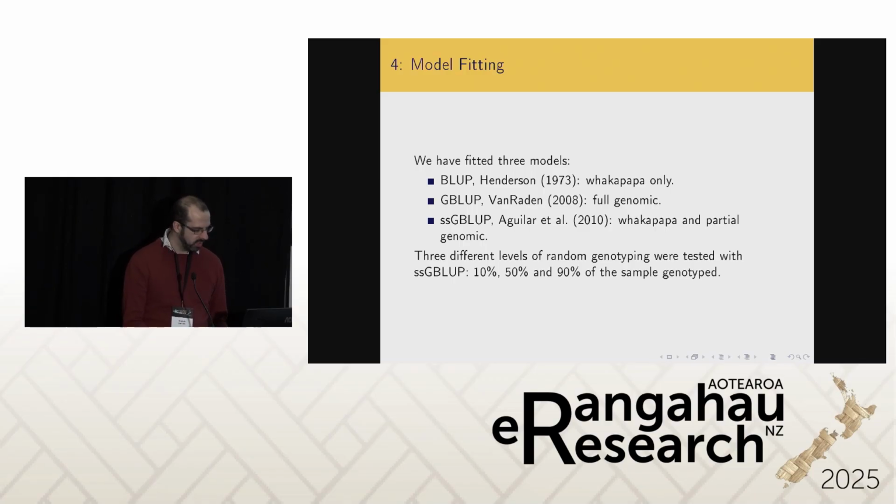And we're wanting to fit these with BLUP and GBLUP, which you can think of as 0% genotyped and 100% genotyped, and then SSGBLUP with 10, 50, and 90%. So we're getting a range of how many people need to be genotyped, basically, and we can look at performance as we vary that.